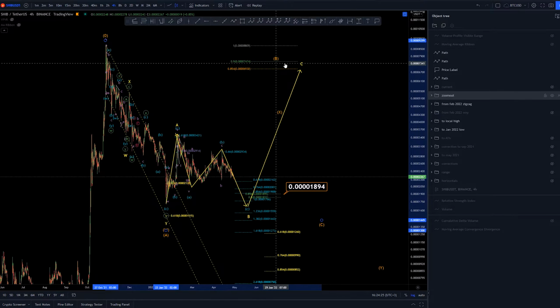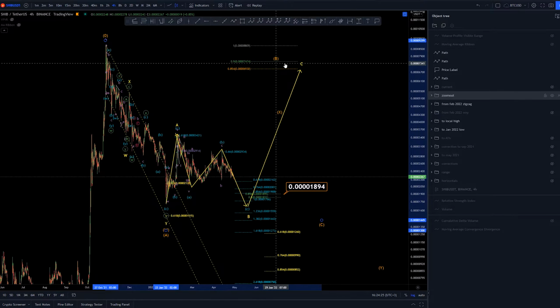Of course, it could come up all the way to these numbers, and we could still look at this whole structure as some kind of a flat. But getting this structure here high is not too easy.